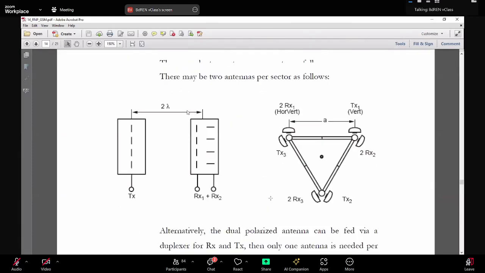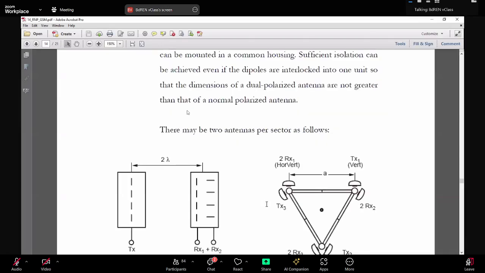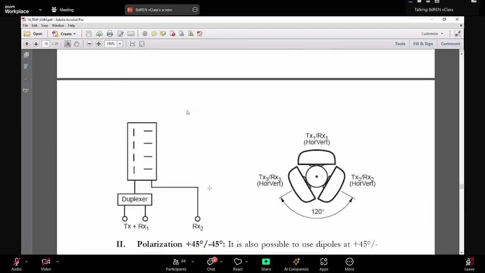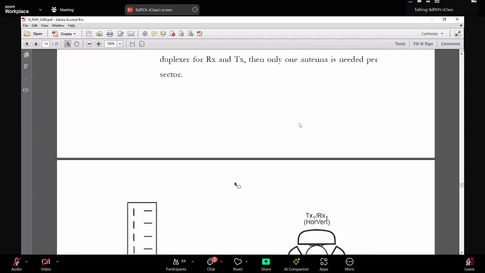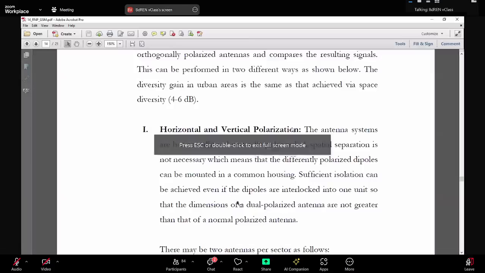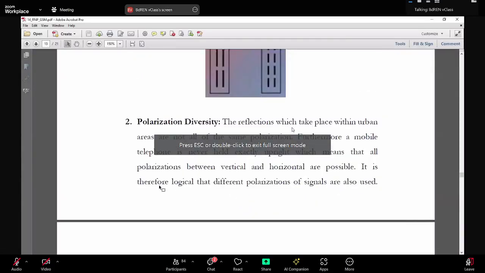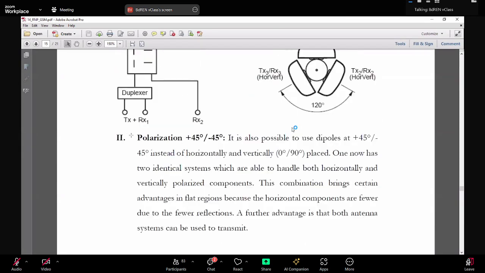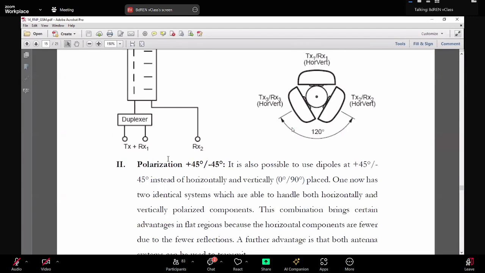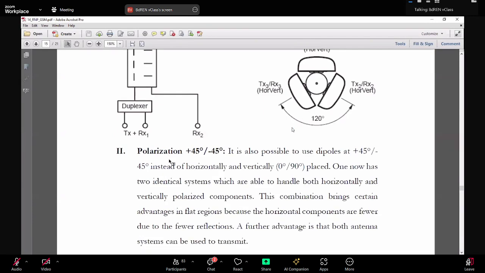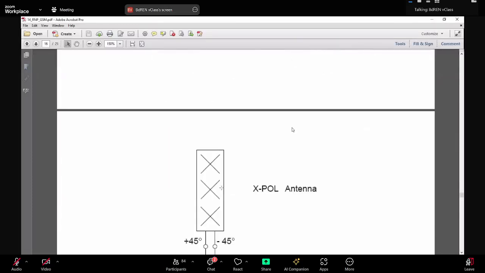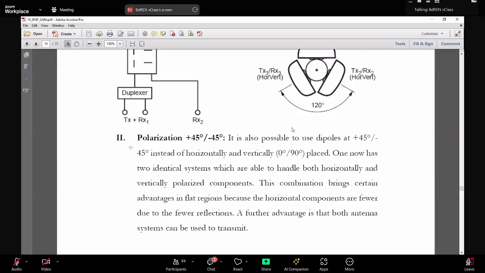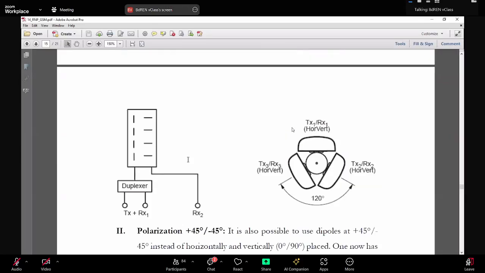Now the last option is the most popular one, which we are calling polarization plus 45 minus 45. Polarization diversity is more popular than the space diversity, and this one is the more popular option within the polarization category. Plus 45. So instead of horizontal and vertical, you put the two inclined at 45-degree angle, like this. So as if you tilt both horizontal and vertical by 45 degrees.